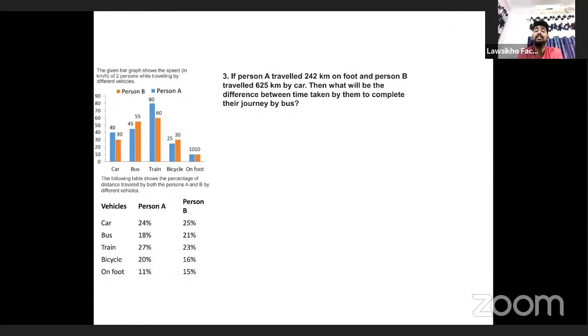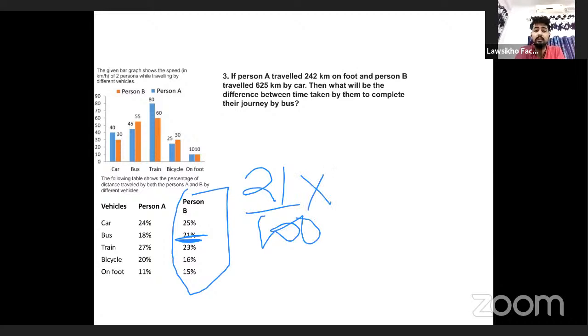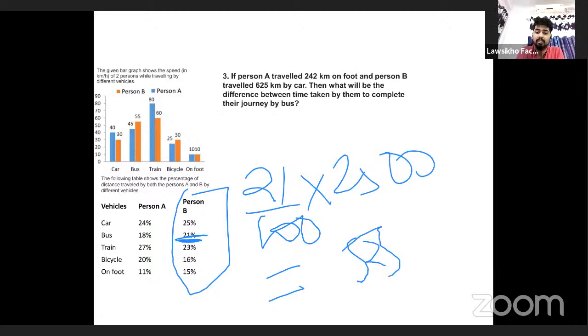And for person B, the total distance was 2500 kilometers, and the share of bus in this data for person B is 21%, which means 21 upon 100 into 2500 kilometers, it is nothing but 525.